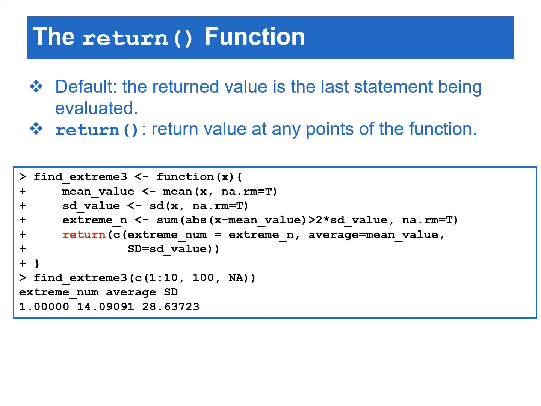By default, the returned value from a function is the result from the last evaluated statement. The return function can return a value at any point of a function. We generally use the return function to return a value in the middle of a function.